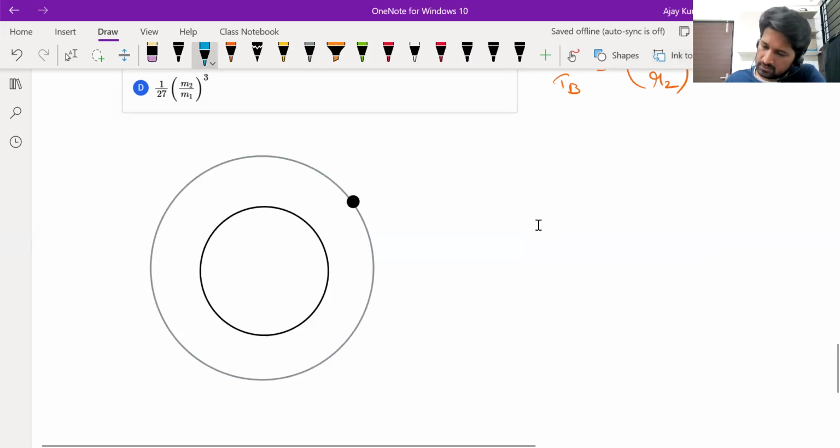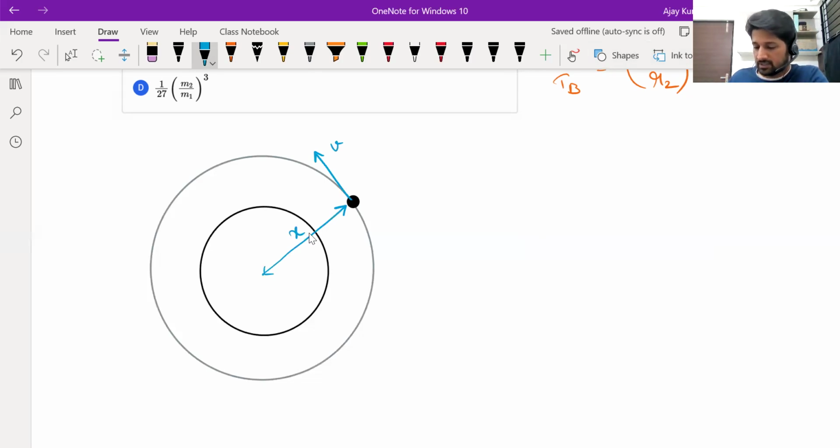So the satellite will have velocity tangential to the path, and this is the radius in which it revolves, x. With respect to the center of the planet, the position vector of the satellite is already perpendicular to velocity. And if the position vector is already perpendicular to velocity, you can directly write angular momentum as mvr. It's actually mvr perpendicular. Here v and radius are already perpendicular to each other, so you can use mvr.